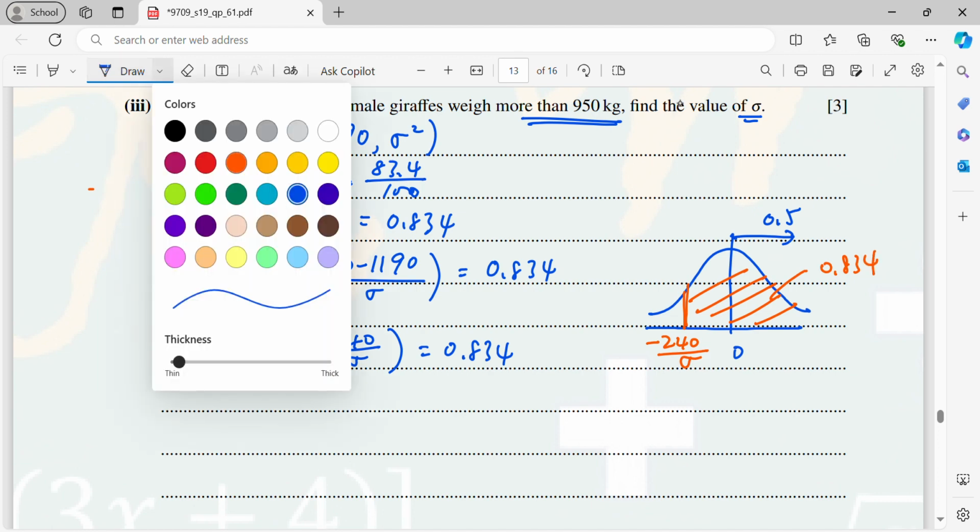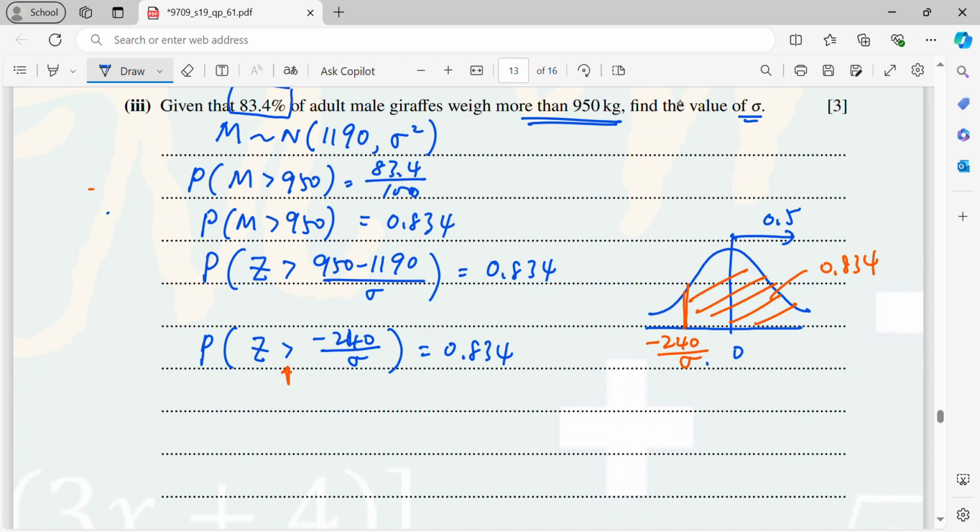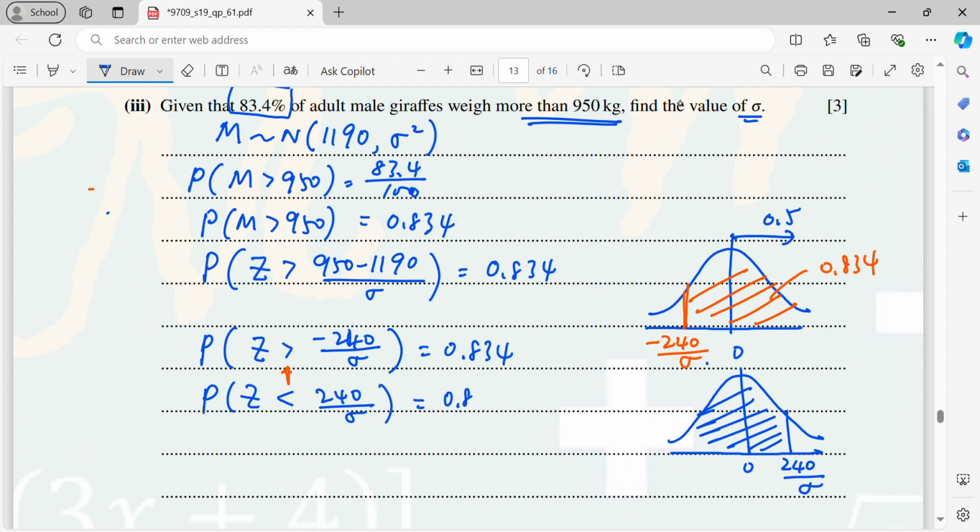So now, when this critical line, negative 240 over sigma, is on the left side, we need to reflect because the negative value is not available in the table. So when I reflect, it will be on the positive side, and then the region will be the bigger region as well. So from here, I will just write P(Z less than 240 over sigma) is 0.834, because that is the reflected region. And now here, I can just read the table because the critical value is positive and the region is towards the left side.